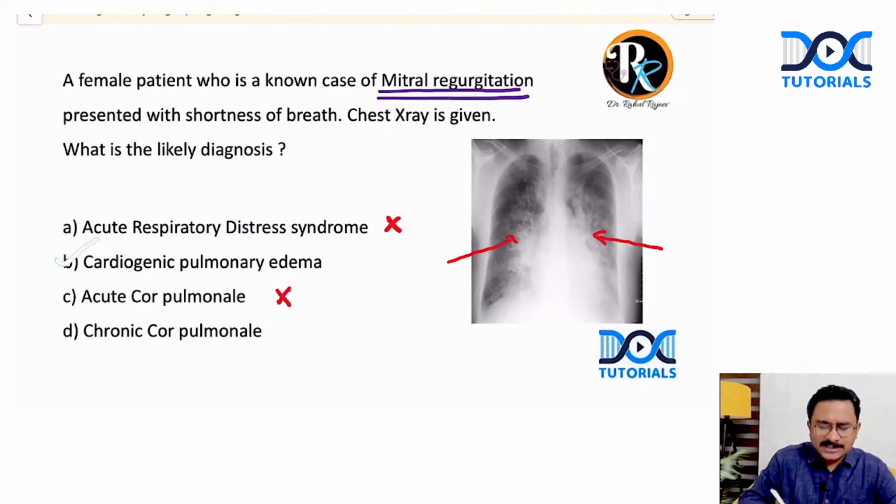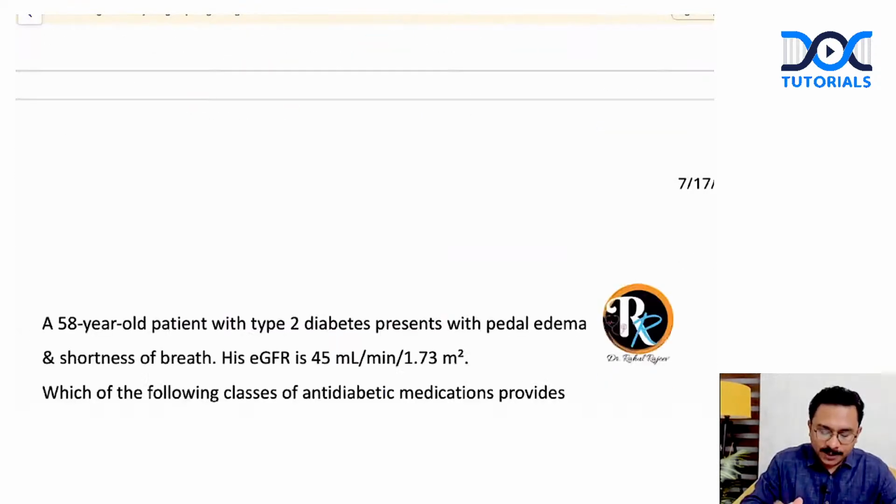Acute cor pulmonale is seen in case of pulmonary embolism, but this is not the clinical presentation of pulmonary embolism. Chronic cor pulmonale can be seen in conditions like COPD, interstitial lung disease, but again, we are considering here a patient with a mitral regurgitation. Answer is option B. Okay.